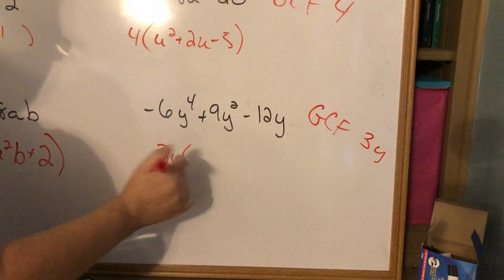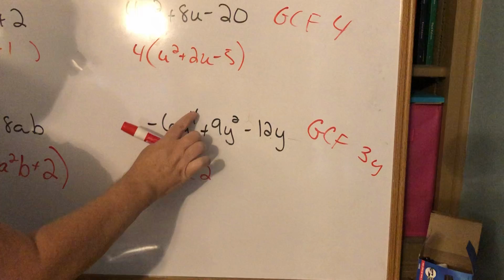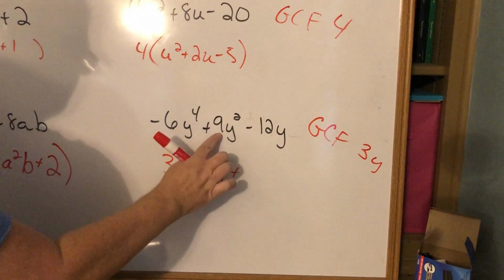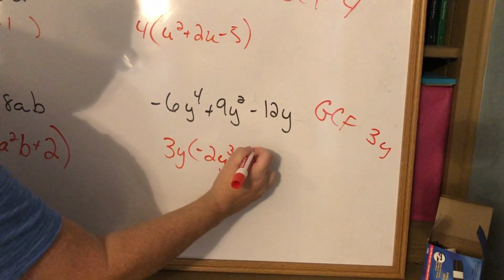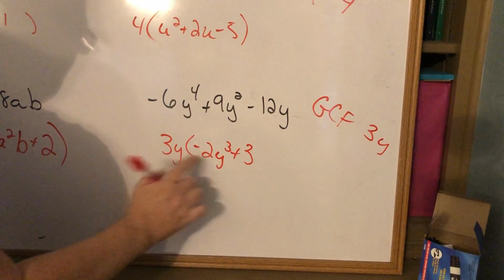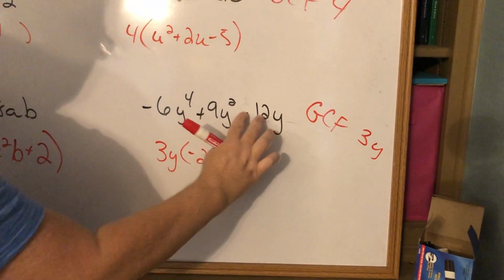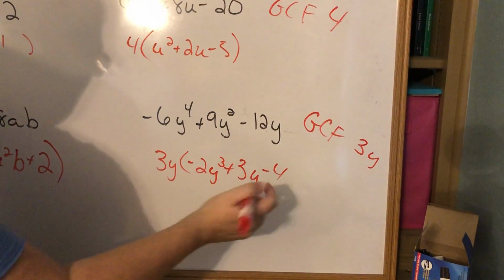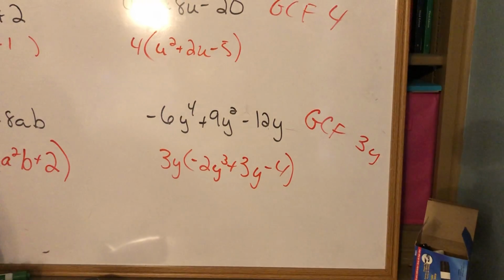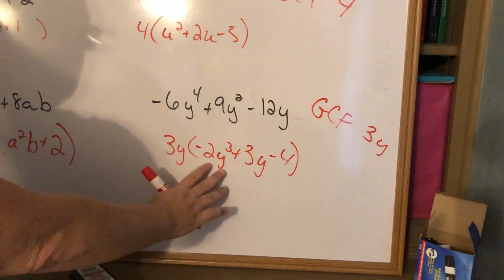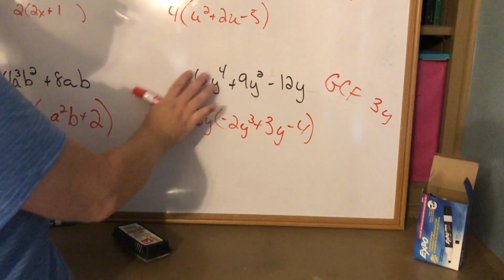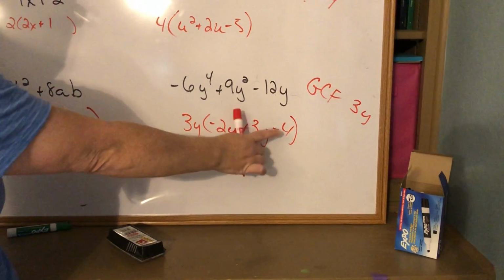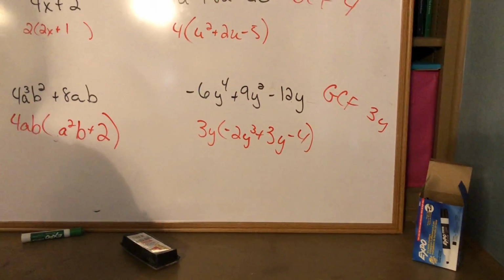Negative 6 divided by 3 would be negative 2. Y to the fourth divided by y would be y cubed, plus 9 divided by 3 is 3. Y squared divided by y is y. Negative 12 divided by 3 is negative 4. Y divided by y is just 1. So then we have just factored it. Always double check that you took out the largest, because as these numbers get bigger, sometimes you factor something out and then you might see, oh, there was something else that we could factor out there.